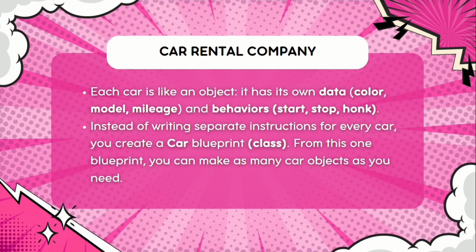Each car is like an object. It has its own data, which is the color, model, and mileage, and behaviors, which is the start, stop, and honk. Instead of writing separate instructions for every car, you create a car blueprint, which is a class. Now from this one blueprint, you can make as many car objects as you need.